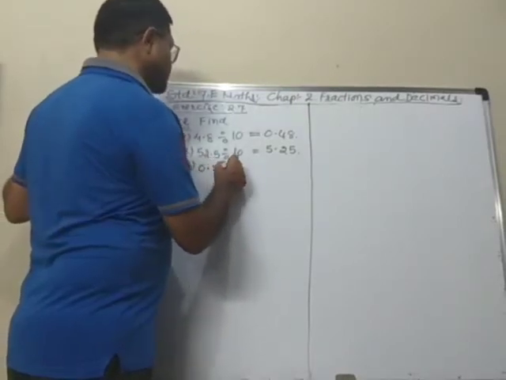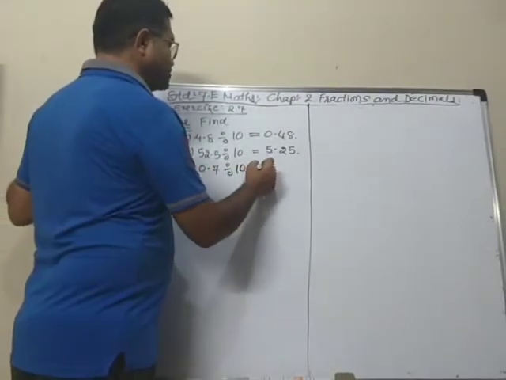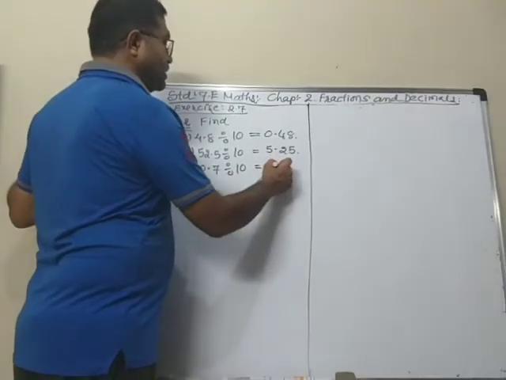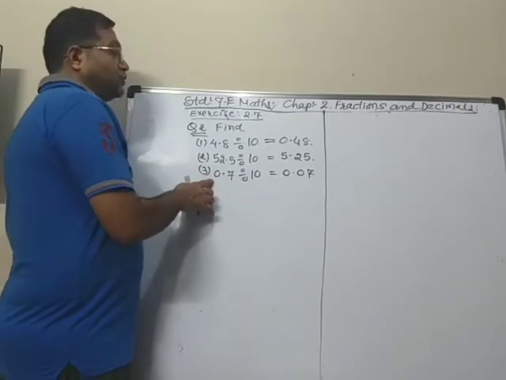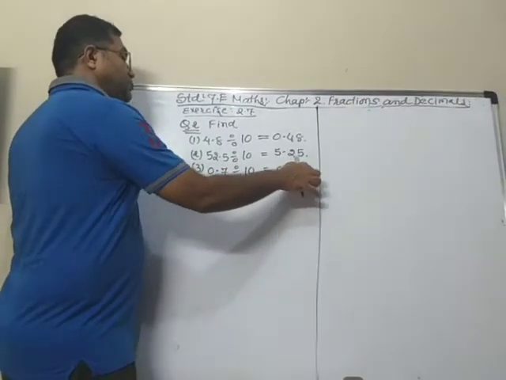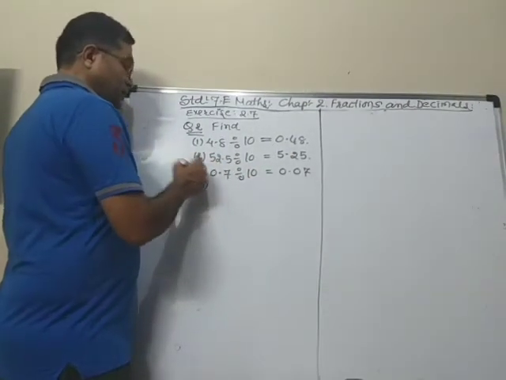Third one, 0.7 divide by 10. So if you move one place this side, there is no place, so we have to put 0. So 0.07.